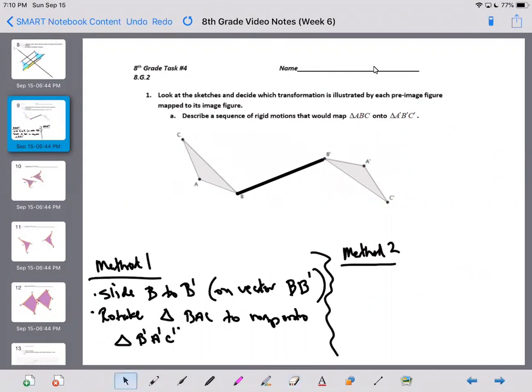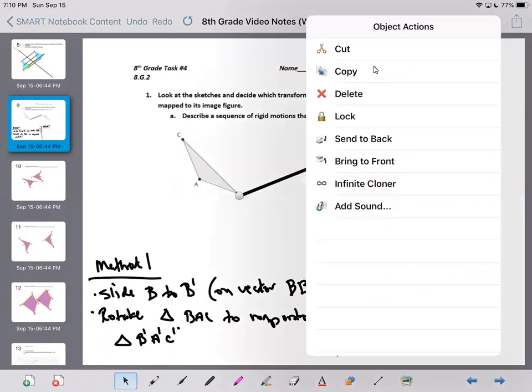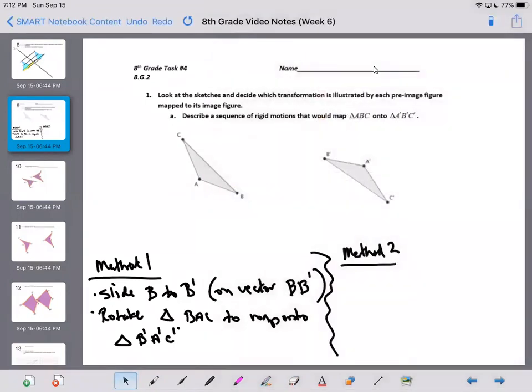And so I'm going to delete that segment there. Now another one would be just to reflect triangle BAC over a line. So you think about this line that I could create. I could create a line right here.